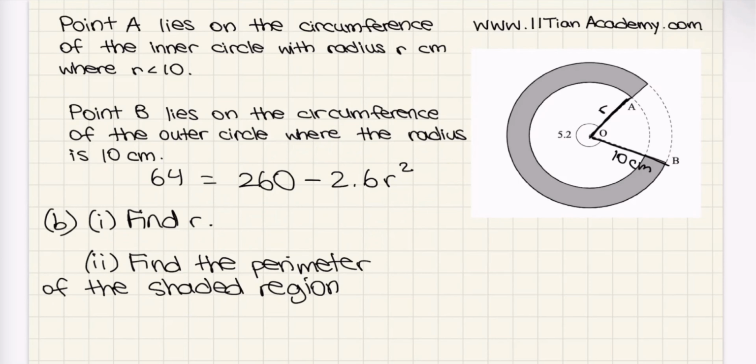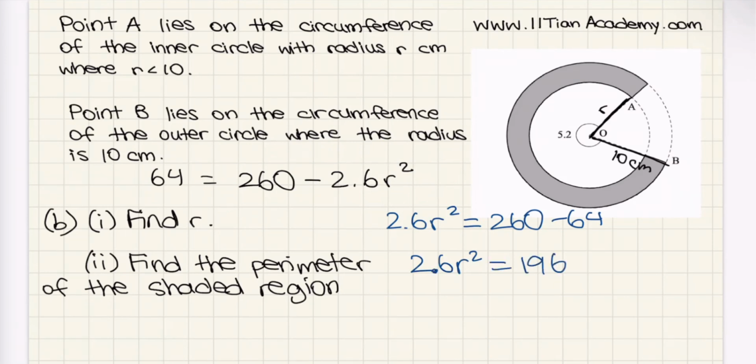In order to find r, I need to get all my constants on one side and all my terms of the variable on the other side. So this is the equivalent of 2.6 r squared is equal to 260 minus 64. So 260 minus 64 is equal to 196. So 2.6 r squared is equal to 196.